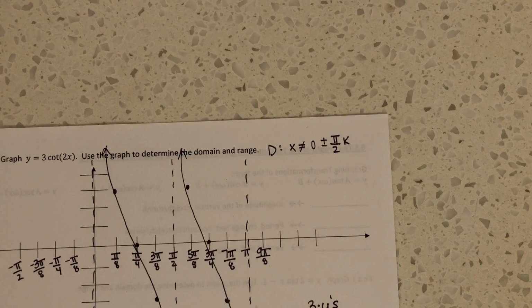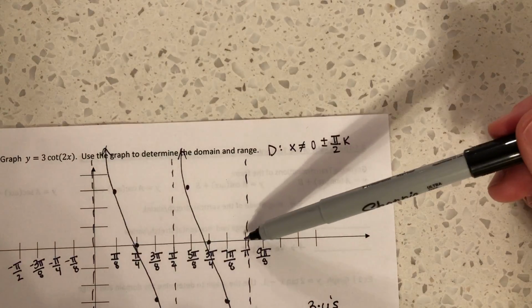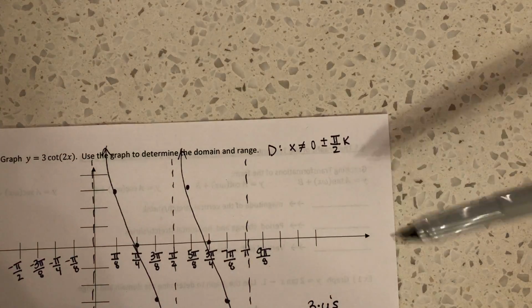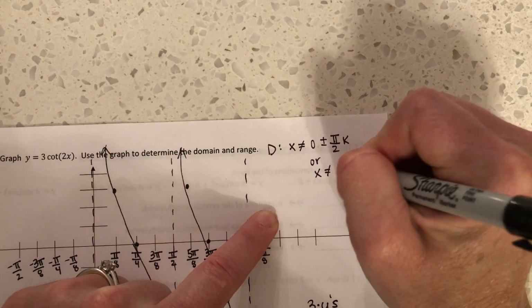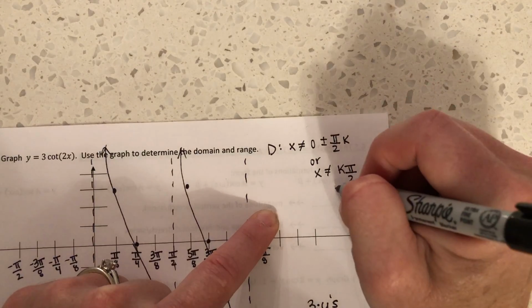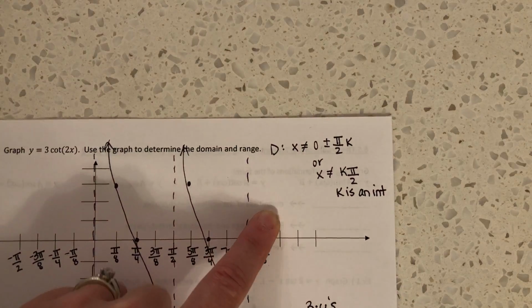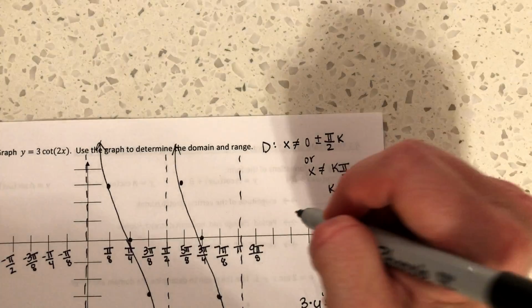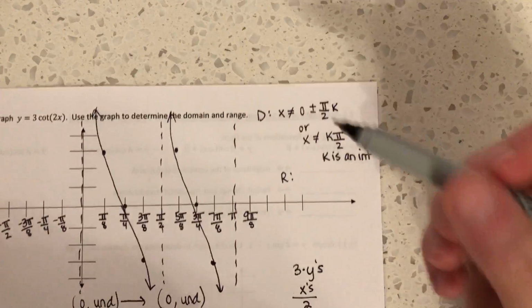Now, if you want, another way, I'm trying to think of what I saw in the online. The online, I think, actually let you do, since it's really going to be 0, 1 pi over 2, 2 pi over 2, 3 pi over 2, 4 pi over 2, and so on. They said, or you could say x cannot be k times pi over 2, where k is an integer. So that might be another option that they give you on the online homework, all right? And then your range is still going from -infinity to infinity.